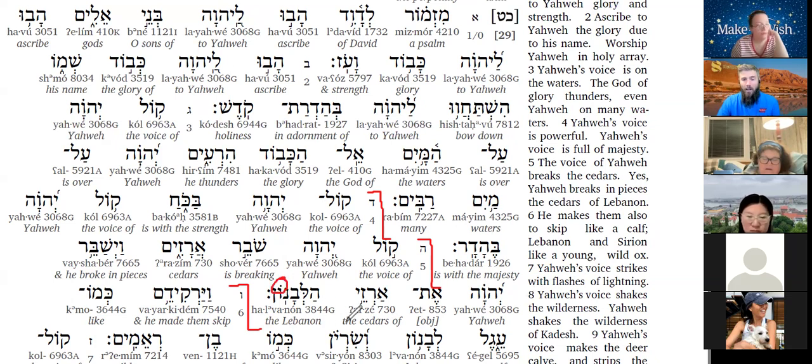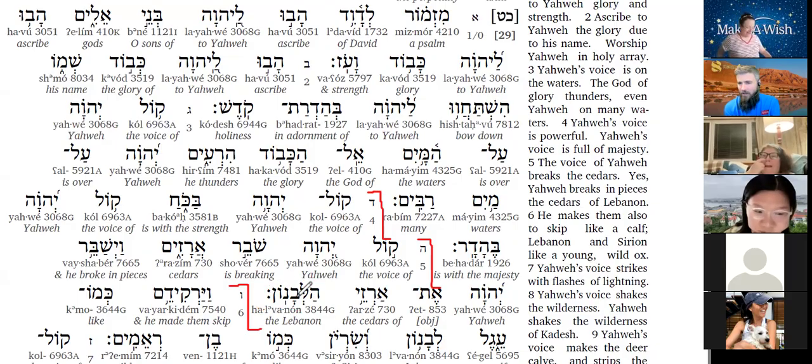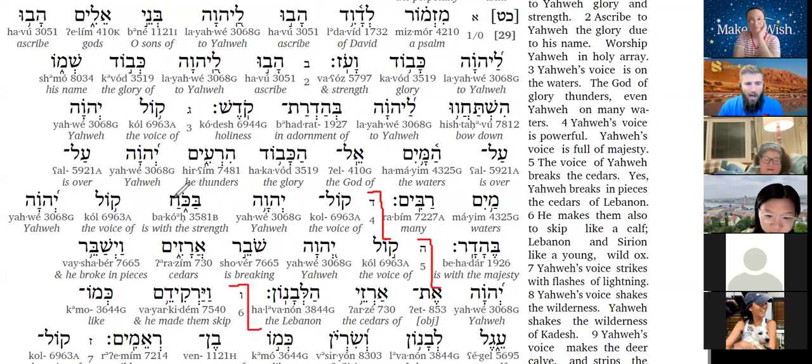Hal Levanon. Lebanon. Where is Lebanon? Of course, Lebanon, north of the Levant. Kol Adonai bakoach, Kol Adonai behadar, Kol Adonai shover arazim, Vaishaber Adonai et arze halevanon.